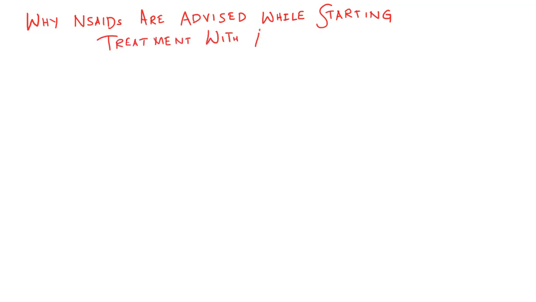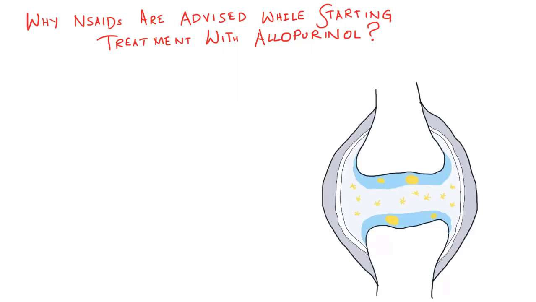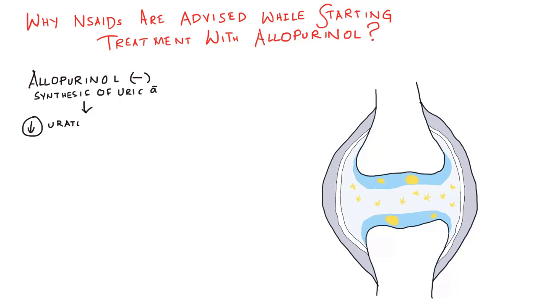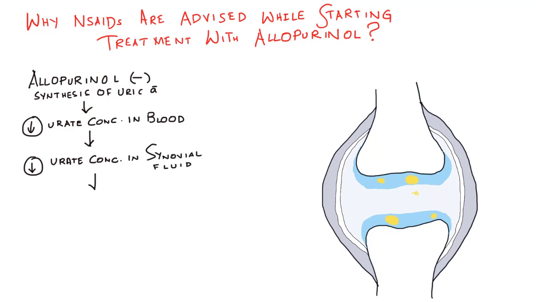Now coming to a very important question, that is why non-steroidal anti-inflammatory drugs are advised while starting treatment with allopurinol. Now allopurinol inhibits the synthesis of uric acid and thereby lowers urate concentration in blood. If there is decreased uric acid concentration in blood, there will also be decreased uric acid concentration in synovial fluid.